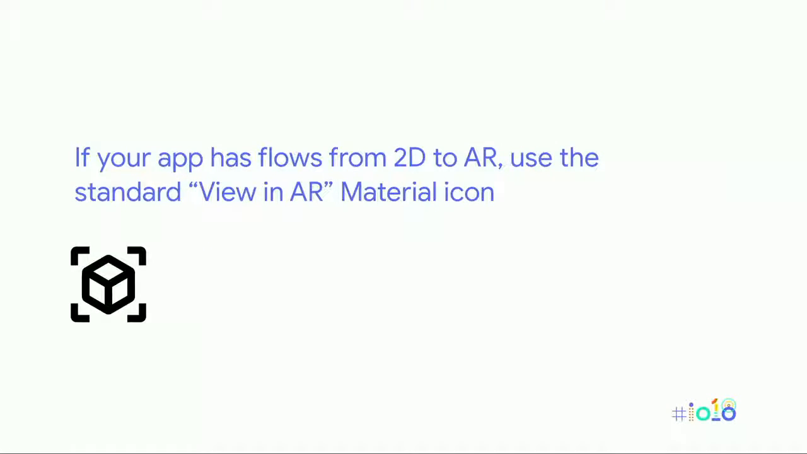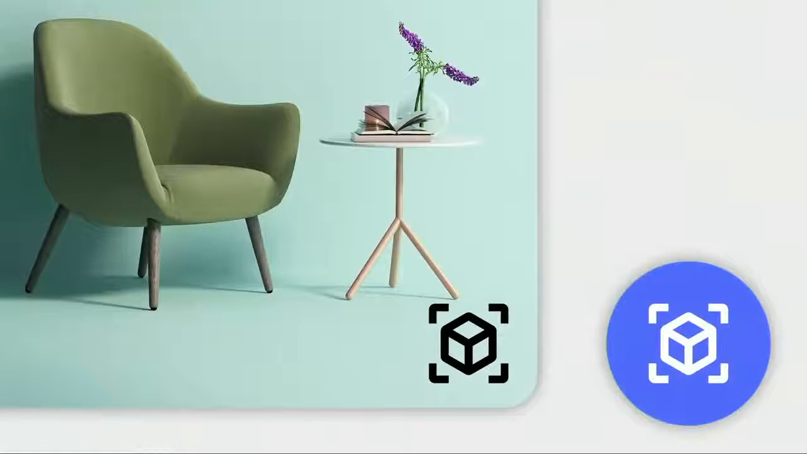One of the first things you can do is leverage a standard "view in AR" material icon. So users, when they see that, they know that when they hit this icon, they're going to be going into AR. You can use this in all the normal places that icons appear, like a floating action button or on top of cards, as the indicator that you can actually view this object in 3D in your environment.